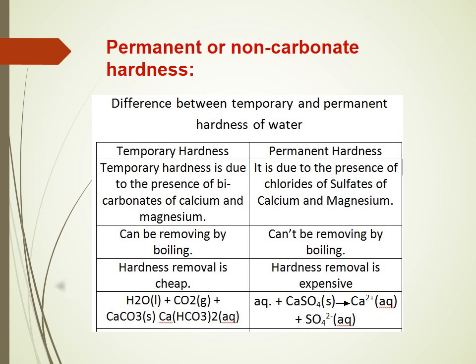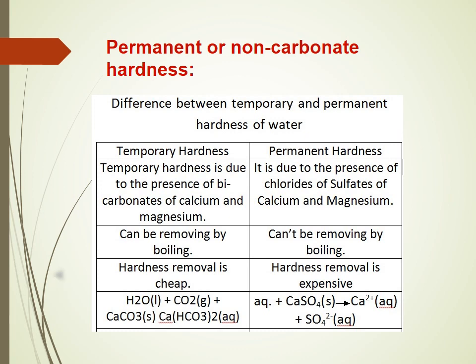However, in case of the soluble salts of calcium and magnesium ions other than the carbonates and the bicarbonates, like calcium chloride or magnesium sulfate or magnesium chloride, such impurities on boiling are not converted into insoluble precipitate, or rather they become more soluble as the temperature rises, and that's why on boiling such permanent hardness cannot be removed from the water.